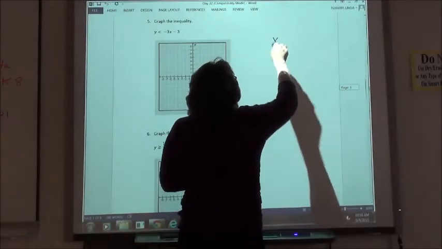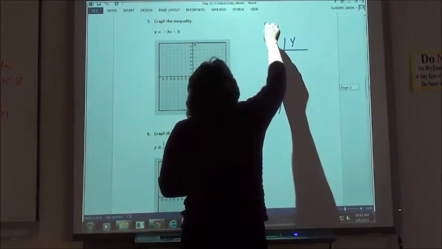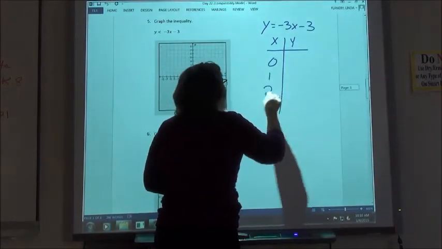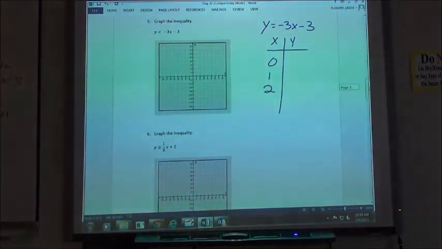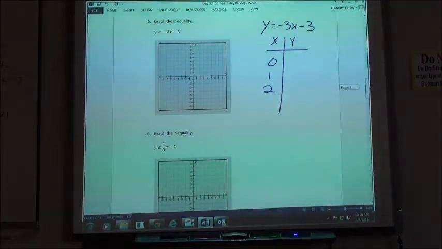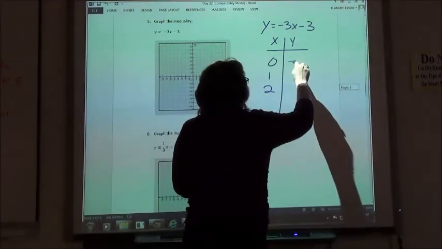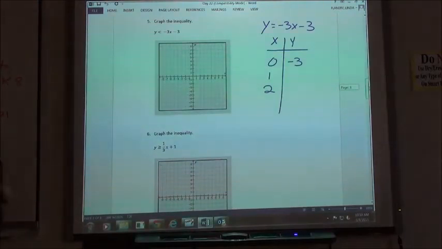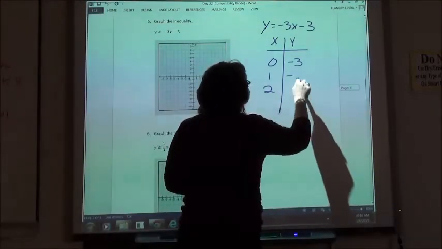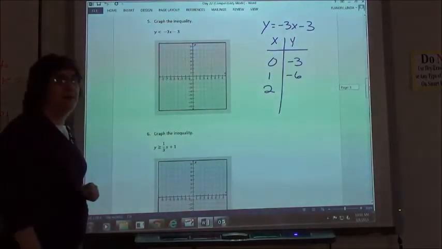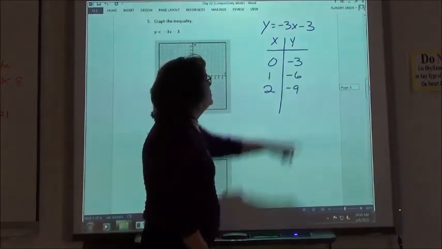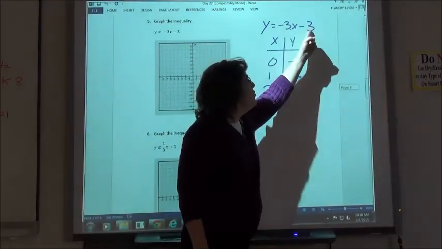So, again, I'm pretending that that says y equals negative 3x minus 3, and I'm putting some numbers in so that I can plot some points. If x is 0, what do I get for y? Negative 3. If x is 1, I get negative 6. And if x is 2, negative 9. So negative 3 times my x value minus 3.